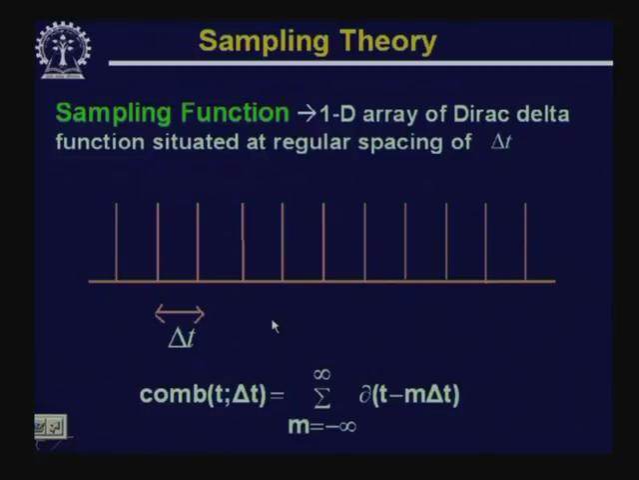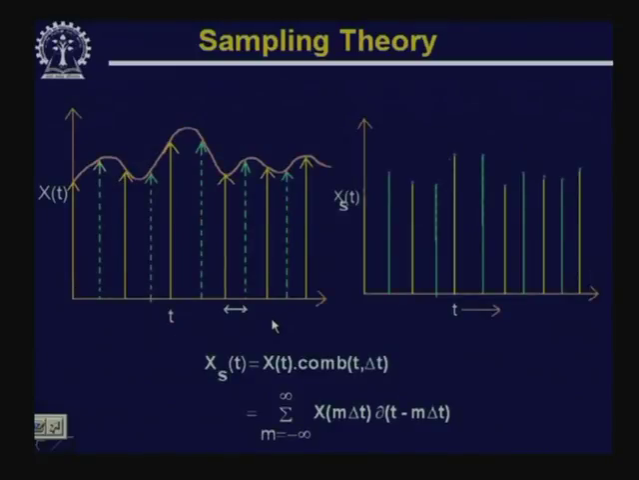Now, we have represented the same figure here. We had this continuous original signal x t. After sampling, we get a number of samples like this. These samples can be represented by the multiplication of x t with the series of Dirac delta functions that we have seen, that is, comb of t delta t. If I multiply this, whenever the comb function gives me a value 1, the corresponding value of x t will be retained in the product, and whenever this comb function gives you a value 0, the corresponding values of x t will be set to 0.